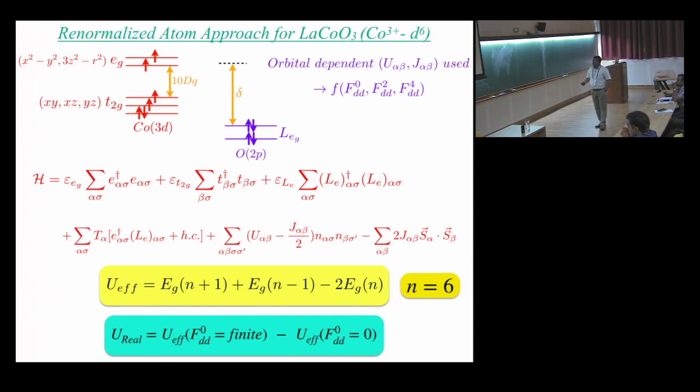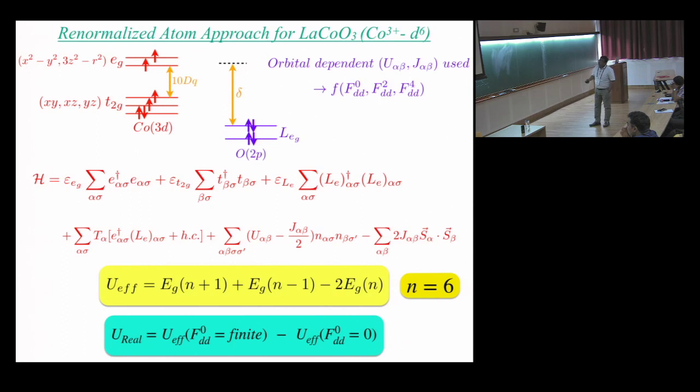So the effective U is calculated by taking these energy differences. So what you do is you do an n plus 1, n is 6. So you do it for 6, 5, and 7 electrons. This calculation, do a diagonalization calculation, which we do in a spin symmetry adapted basis, where the atomic spins and the bond spin are good quantum numbers, and then take this difference. So we have to keep repeating this calculation for various values of parameters.